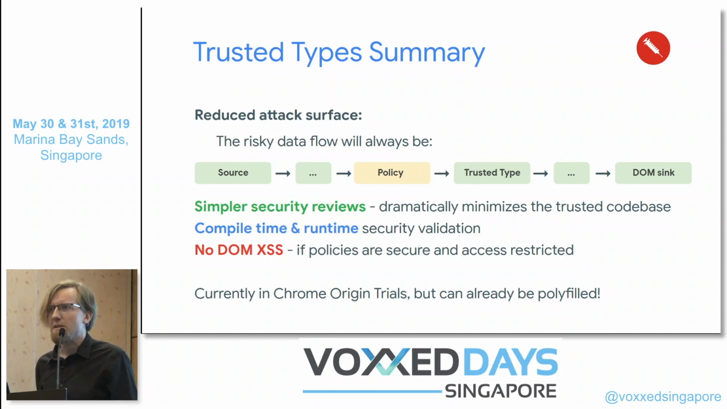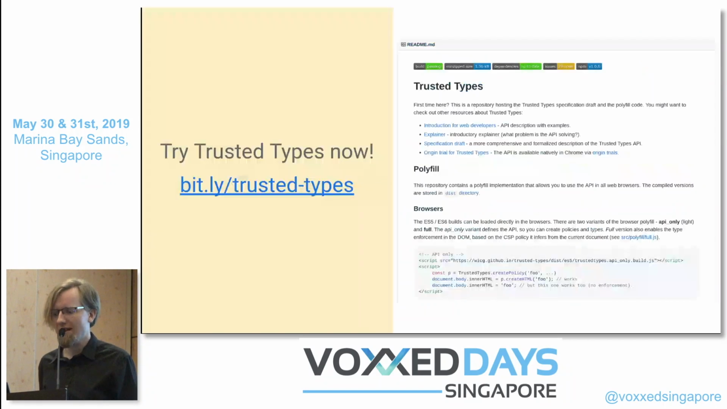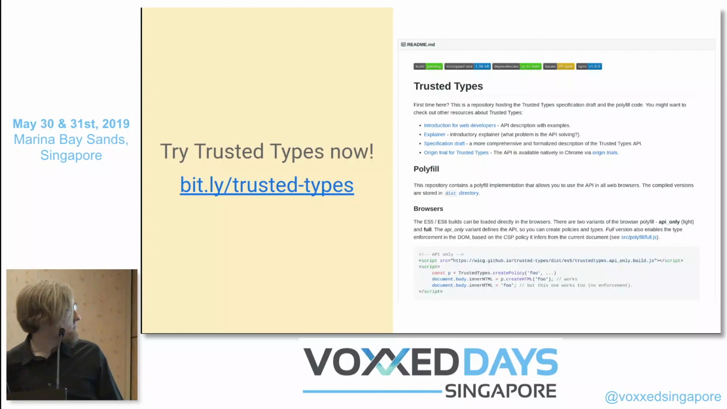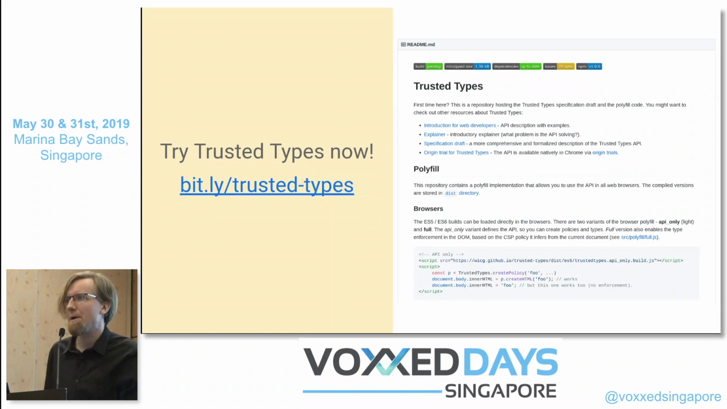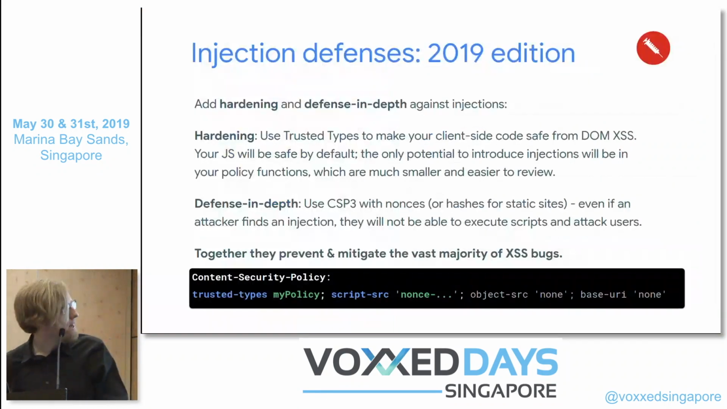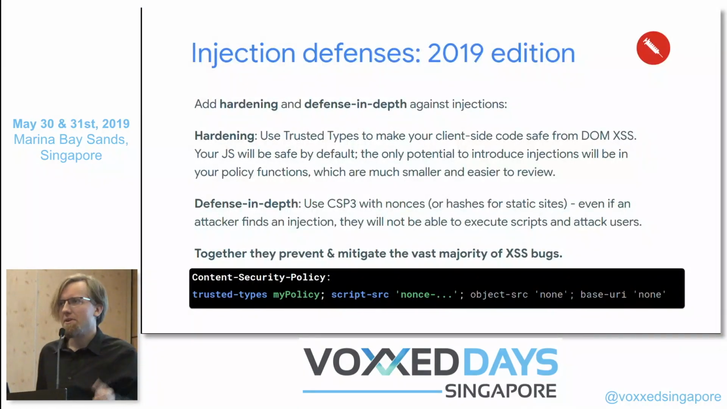Currently this API is still in development. There's a polyfill that you can use and experiment with, and I would encourage you to try it out. And there's also a lot of documentation that you can see with details about how to use trusted types.